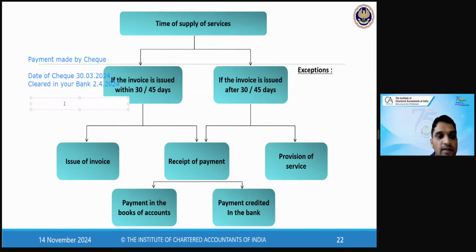But what has happened is I have not accounted it in my books on time, because I had deposited it, but I forgot recording it in my books of accounts. So I have accounted it on, this should be a border case, but okay, let's keep this. Say I have accounted it on 5th of April 2024. Now, in this case, what will be the receipt of payment?